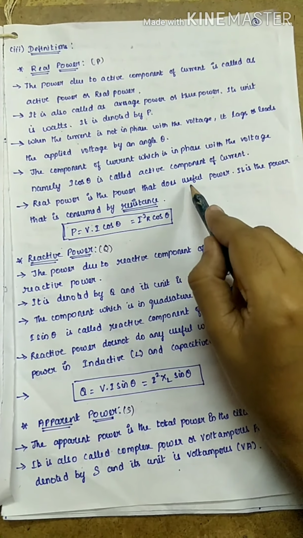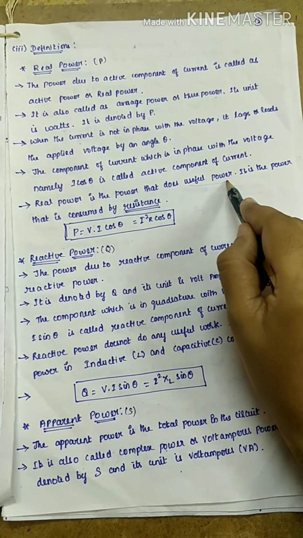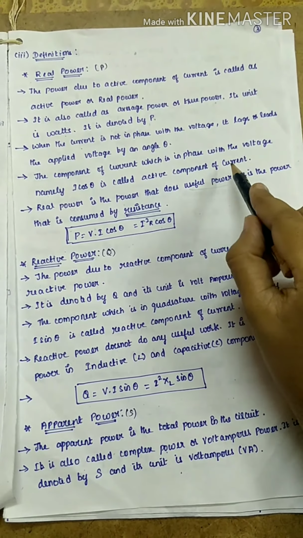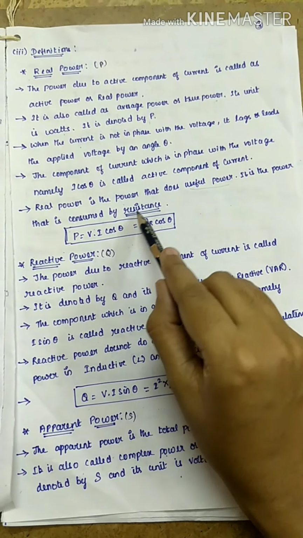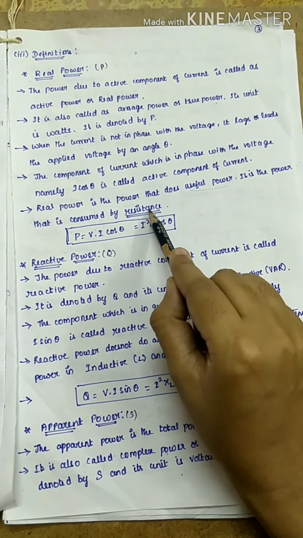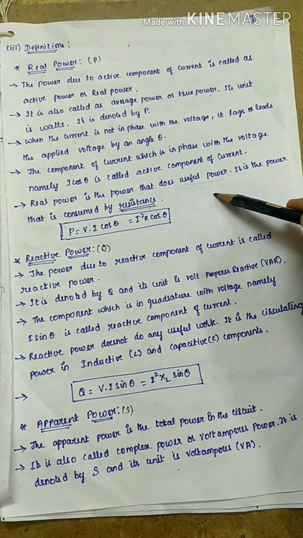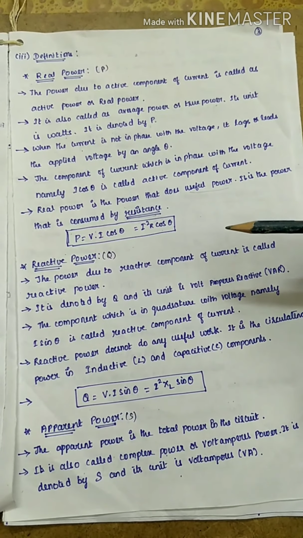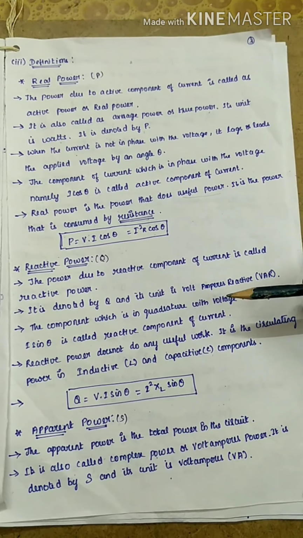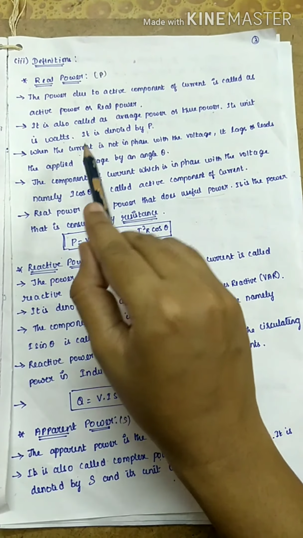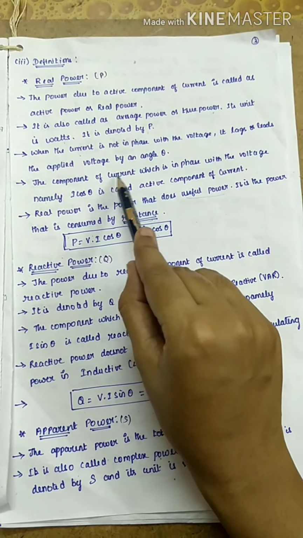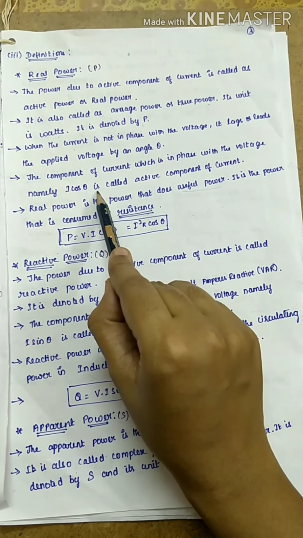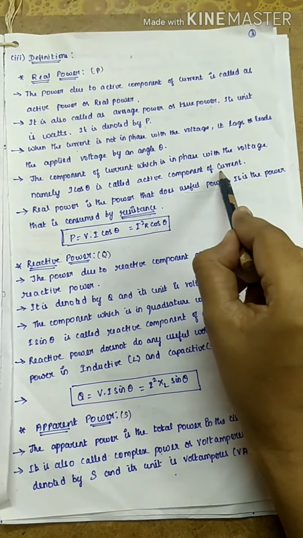This real power is the useful power. It does the useful work. This power is consumed only in resistance. This real power is not consumed in inductance or capacitance. We will see what power is consumed in inductance and capacitance. I have given another definition: the component of current which is in phase with voltage, namely I cos theta, is called the active component of current.